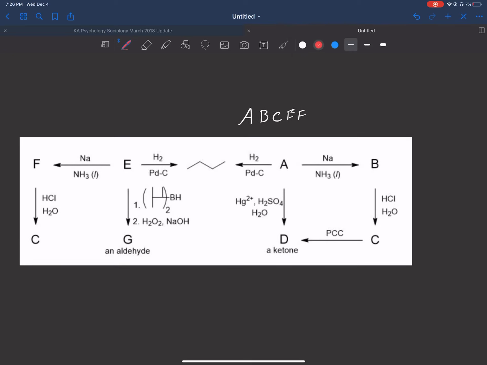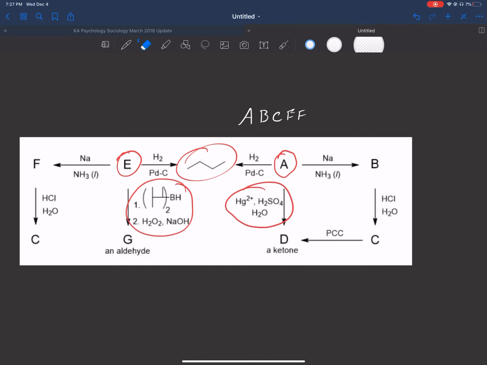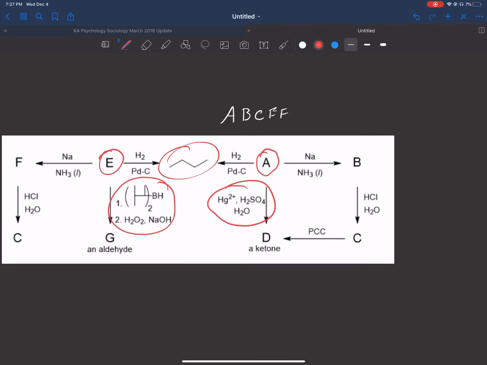Well, you're going to want to start from this alkane right here. You can see that the two reactions that lead to that alkane are H2, Pd/C. We know H2, Pd/C works on both double bonds and triple bonds. So how do we know which is which? The hint is to look at the reactions coming off of A and E. You've seen Hg2+, H2SO4 over H2O. That's when we do oxymercuration on an alkyne. And you've also seen this. This is the hydroboration version of an alkyne. What this tells us is that A and E are triple bonds.